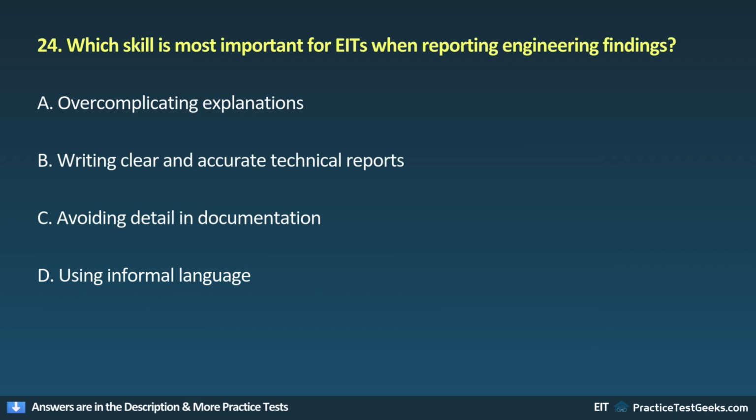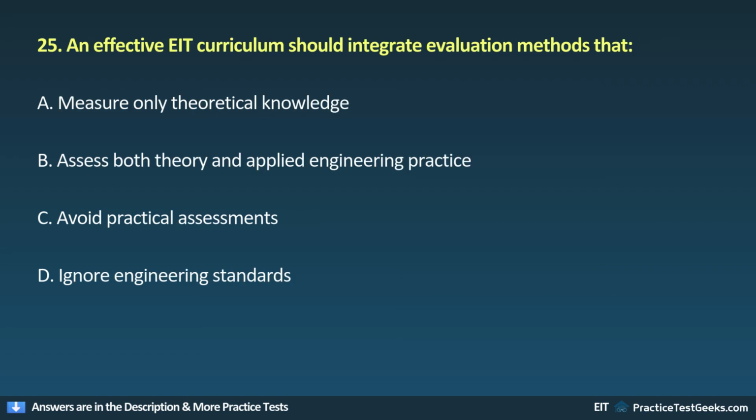24. Which skill is most important for EITs when reporting engineering findings? A. Overcomplicating explanations. B. Writing clear and accurate technical reports. C. Avoiding detail in documentation. D. Using informal language.